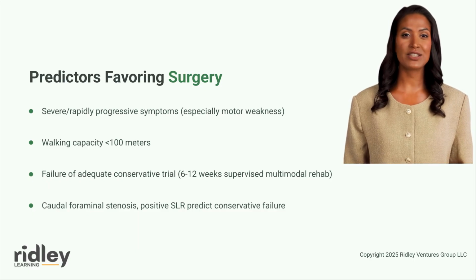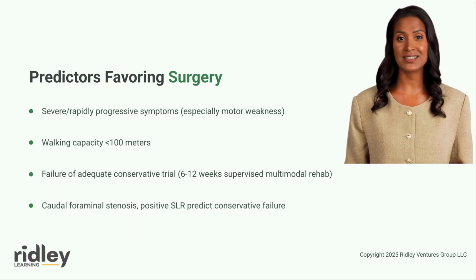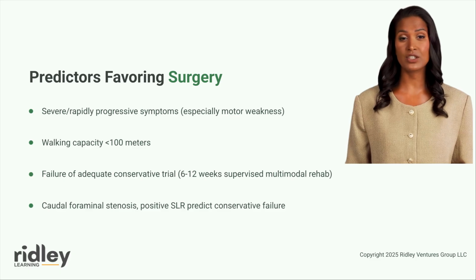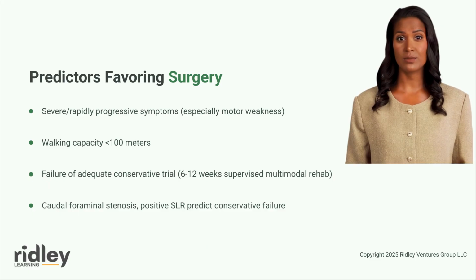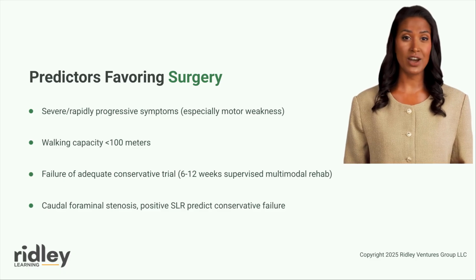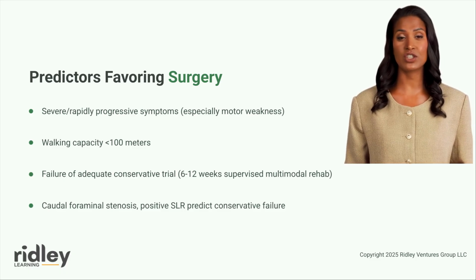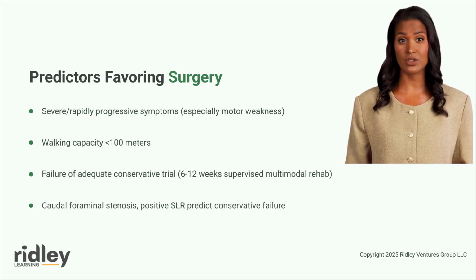However, adequate conservative treatment requires sufficient intensity and duration to constitute a valid trial. Brief or unsupervised exercise programs do not constitute adequate trials of conservative care, and patients who fail such limited interventions may still respond to comprehensive supervised rehabilitation. Generally, a minimum of 6 to 12 weeks of supervised multimodal rehabilitation should be attempted before concluding that conservative management has failed. Research by Ding and colleagues specifically examined predictors of conservative treatment failure in lumbar spinal stenosis.